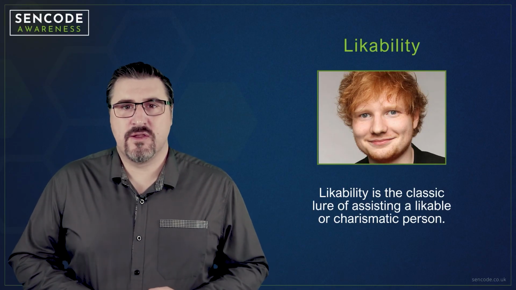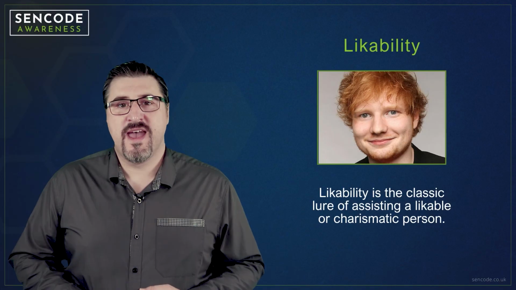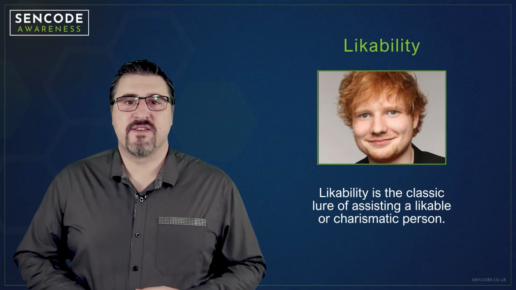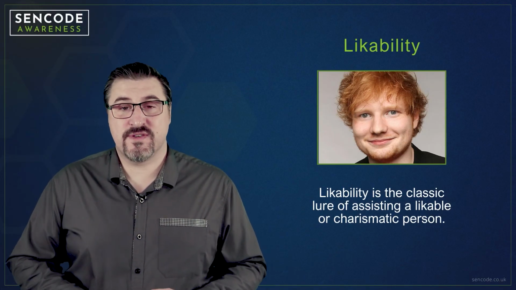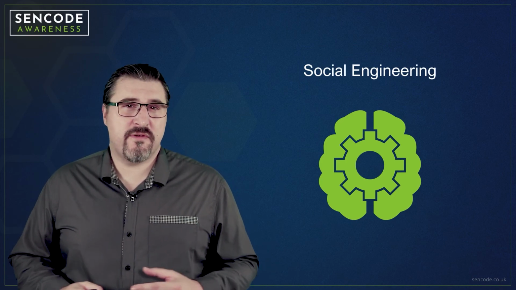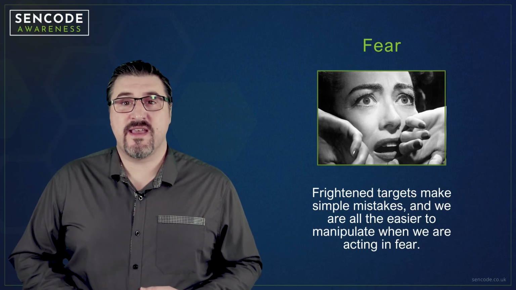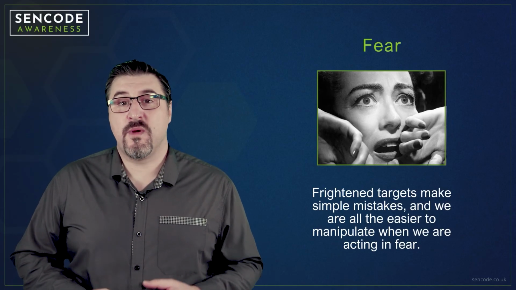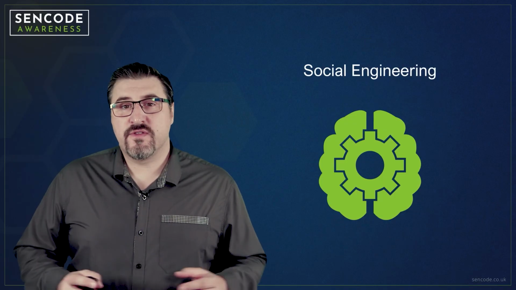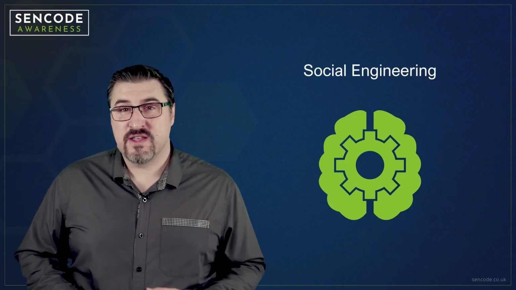Likability is the classic law of assisting a likable character, so a celebrity for example, and is the reason attractive attackers can use flirtatious behaviour to get a result. Finally, and probably the most powerful motivation an attacker will prey on, is fear. Frightened targets make simple mistakes, and we are all the easier to manipulate when we're acting in fear. A good social engineer will use a combination of as many of these motives as they can to create the greatest chance of success.